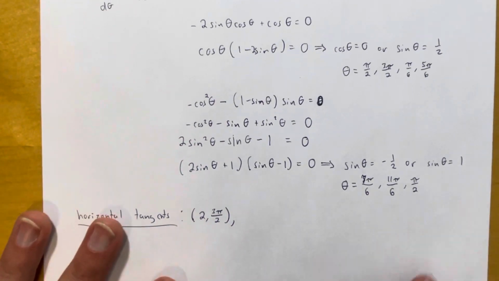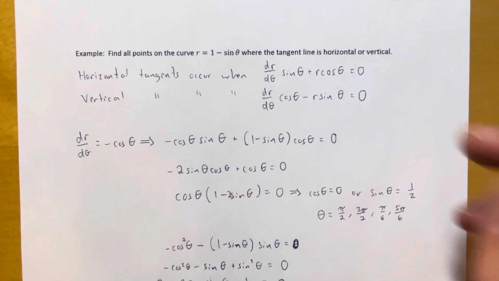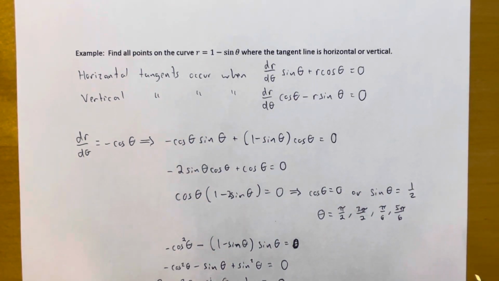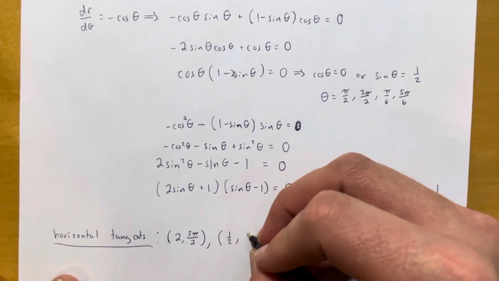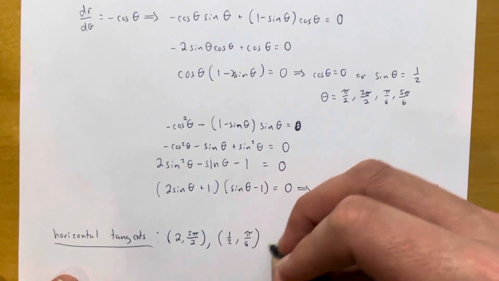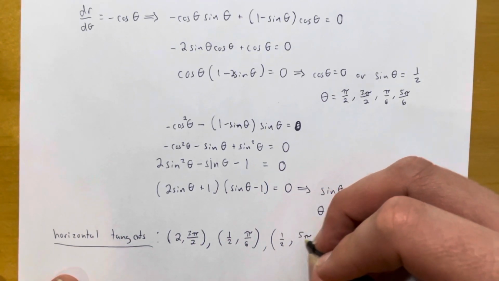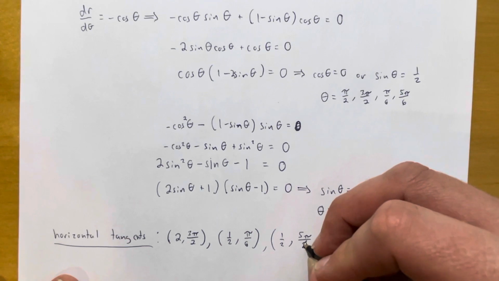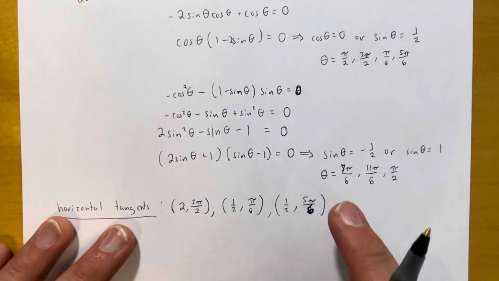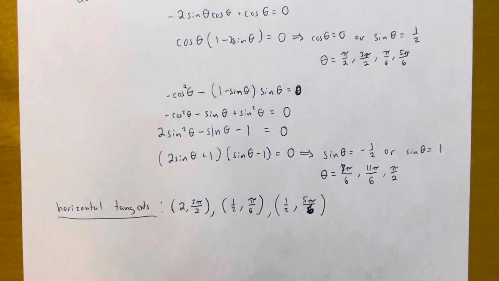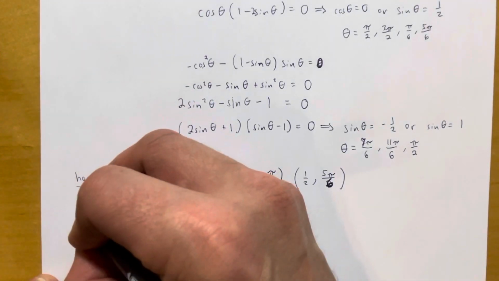Okay? Then pi over 6 and 5 pi over 6, both of these, when I plug them into sine, would give me 1/2. 1 minus 1/2 is 1/2. So I get a point 1/2, pi over 6 and 1/2, 5 pi over 6. Both of those guys are going to give me horizontal tangents. Okay, now let's look at the vertical tangents.